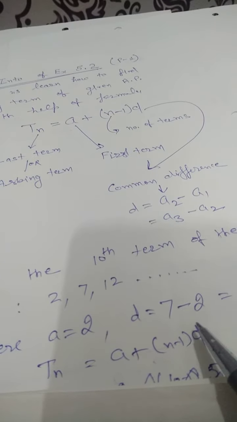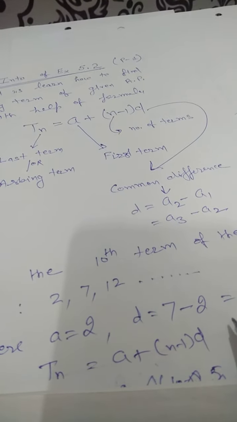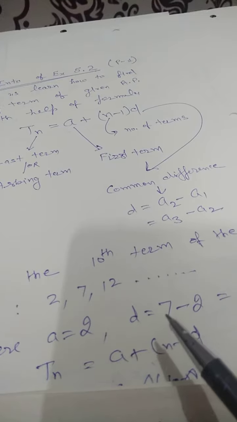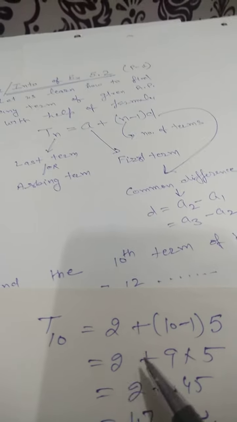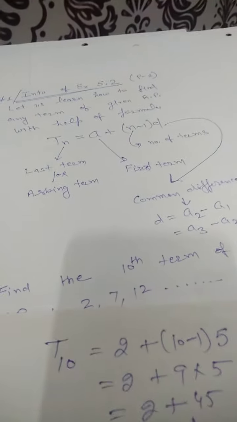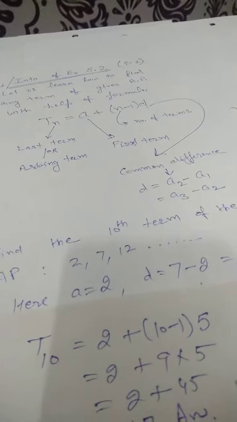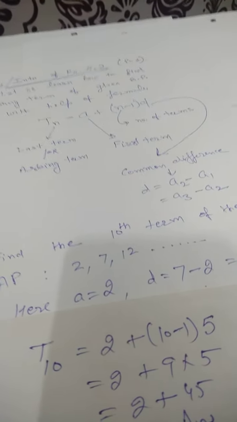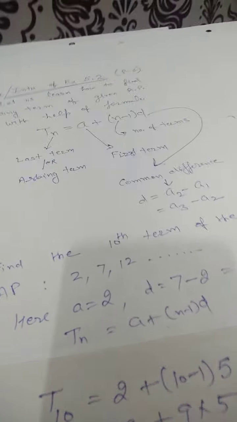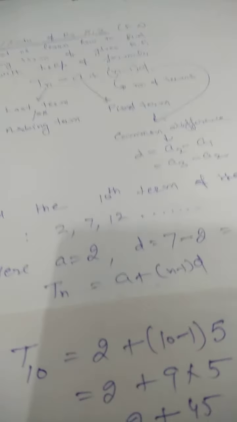And the nth term is an = a + (n - 1) × d. We have to find the 10th term here. So instead of n put 10, and for the first term a put 2, plus (10 - 1), with d as 5.